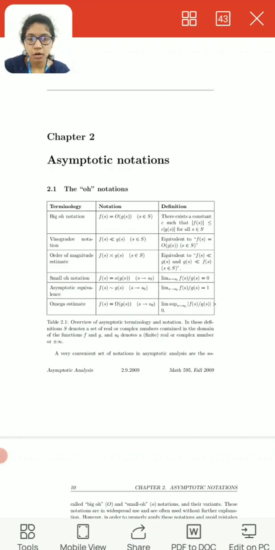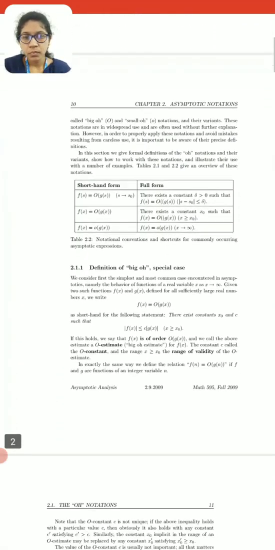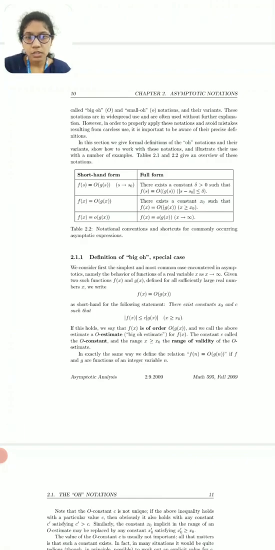A very complicated set of notations in asymptotic analysis are the so-called big O notations and small o notations and their relatives. These notations are in rapid use and are often used without further explanation. However, in order to properly apply these notations and avoid mistakes resulting from careless use, it is important to be aware of their precise definitions.